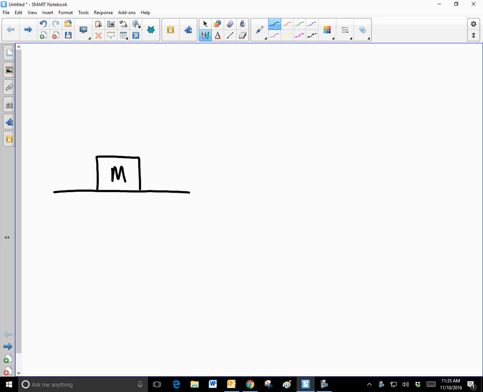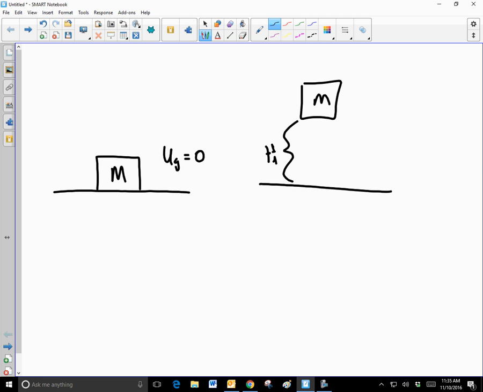All right, how much energy does that thing have right there? Zero. No, I have this midpoint. It's got zero gravitational potential energy. If I move that object up to some height, h, how much energy does that object have now? mgh.